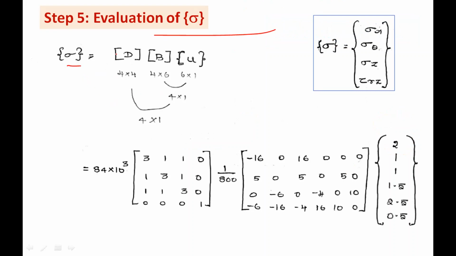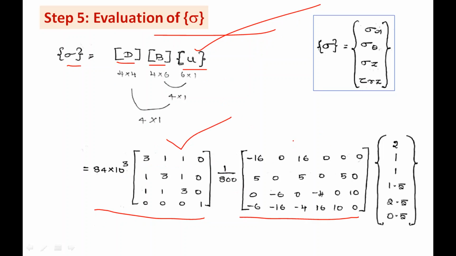Sigma matrix is equal to product of D matrix, B matrix and U matrix. U matrix is given in the problem. Now D matrix, here we are writing the D matrix 84 × 10 power 3, 3 1 1 0. This is what we evaluated now. And this is the B matrix, 1 by 800 and 4 by 6 matrix. And this is the U matrix given in the question.